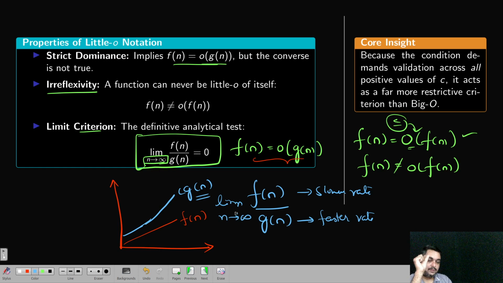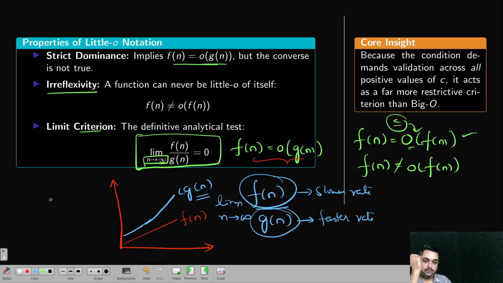That is the meaning. So that means f of n has a negligible comparison with g of n, right? The growth rate of f of n is very small or negligible compared to g of n. So in that case, what will happen for large input size?